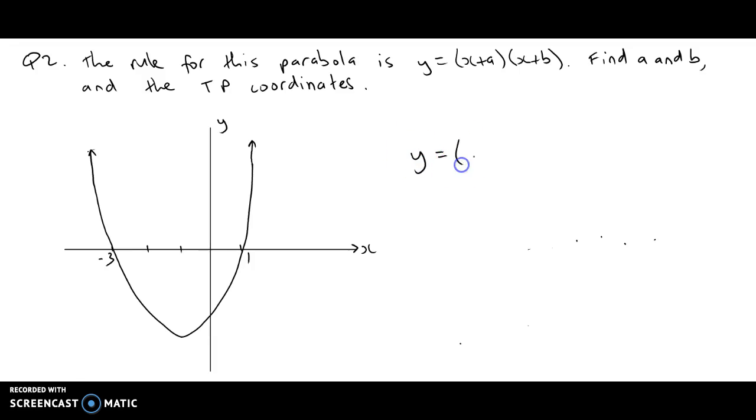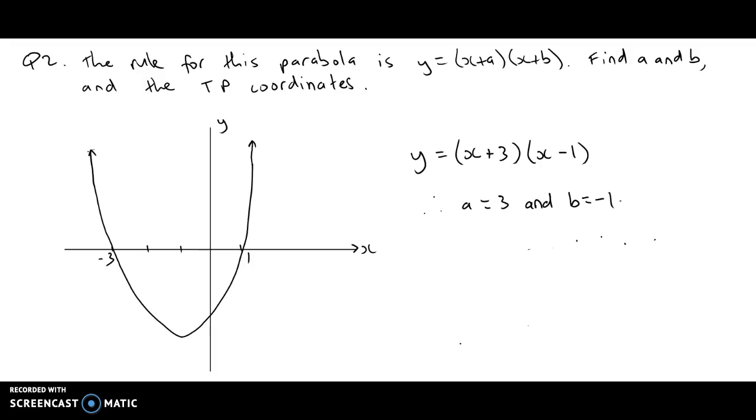y equals x plus 3, and x minus 1. The reason why it's minus 1 even though the x-intercept is 1 and it's plus 3 even though it's negative 3 is because if we were to use this rule to find the x-intercept, we solve for y equals 0 and then that would give us x equals minus 3 and x equals 1. So therefore a is equal to 3 and b is equal to minus 1.